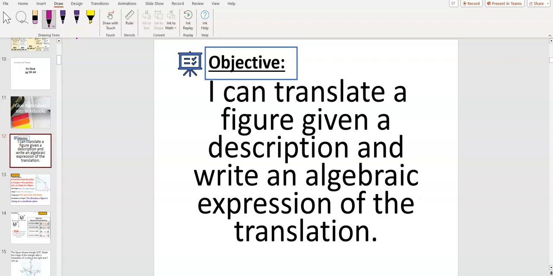Welcome, ladies and gentlemen. We are starting Module 9 and 10. We are looking at Lesson 9.1, Translations. This is a new topic for you guys. We're doing some geometry. In this topic, you're going to learn how to translate a figure given a description and write an algebraic expression of that translation.